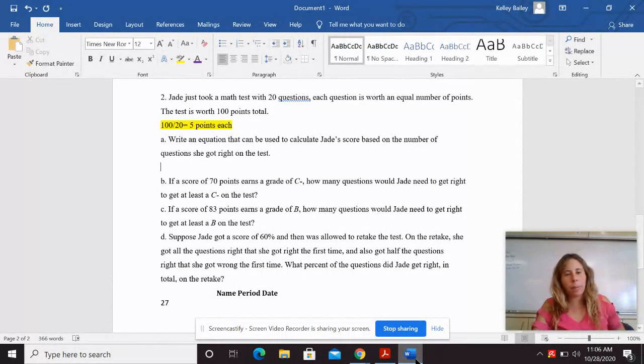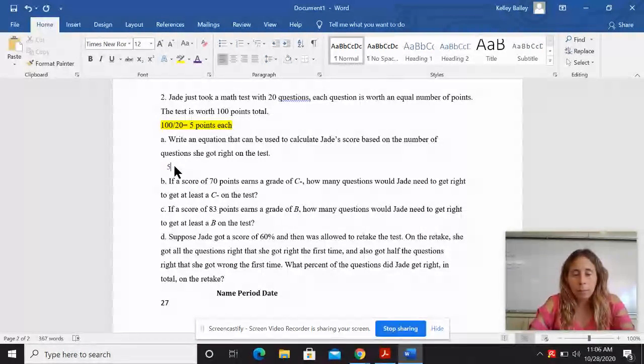So each question is worth 5 points. Write an equation that can be used to calculate Jade's score based on the number of questions she got right on the test. Well, each question is worth 5 points, right? So depending on how many she gets right, it'll be 5 times the number of questions she got right equals her score.